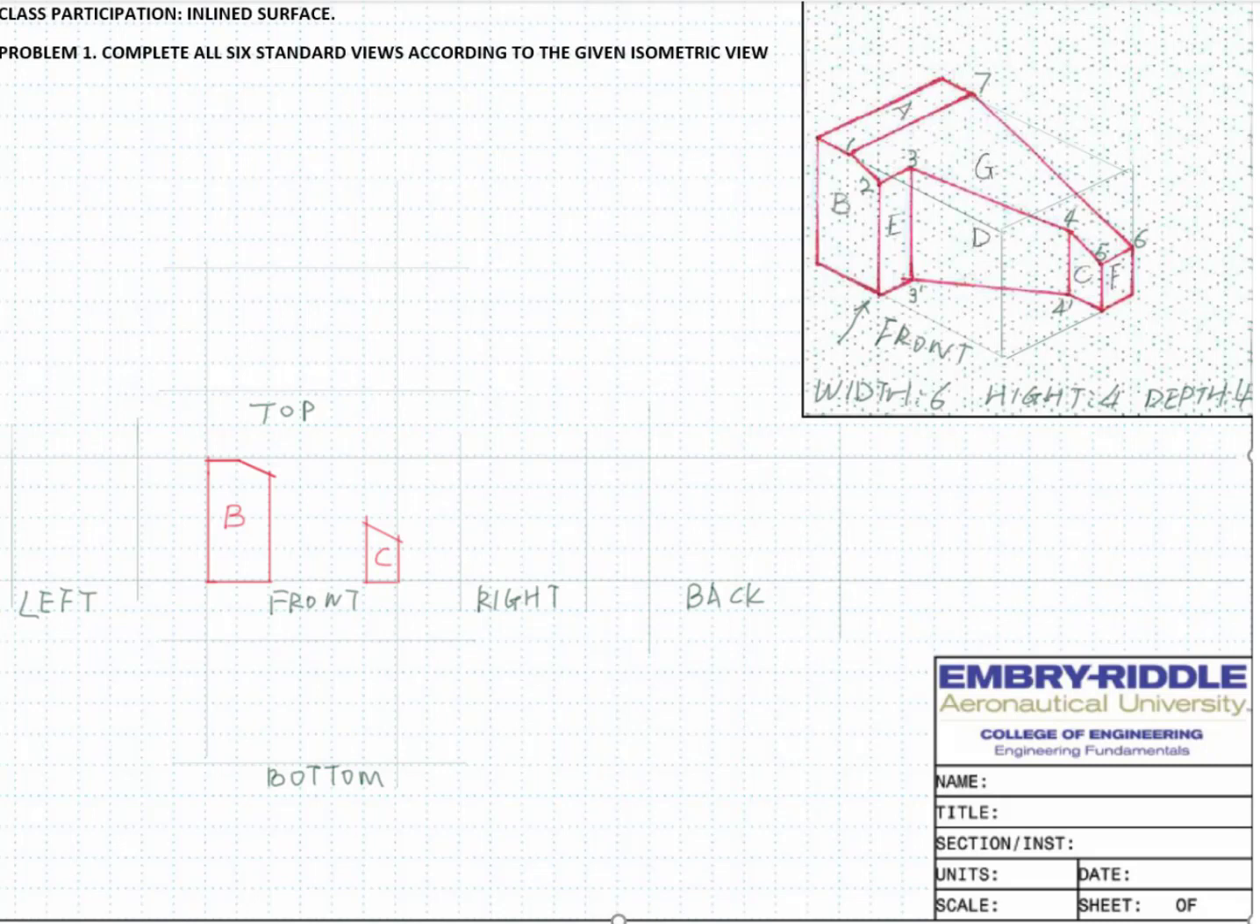Labeling the numbers at the corners of the surfaces B and C. 1 and 7 are overlapping. 2 and 3 are overlapping. 5 and 6 are overlapping.